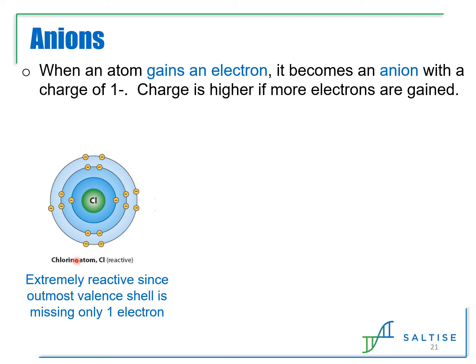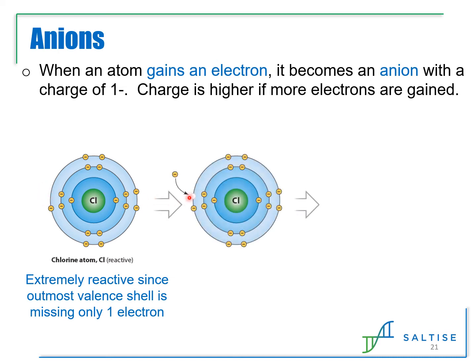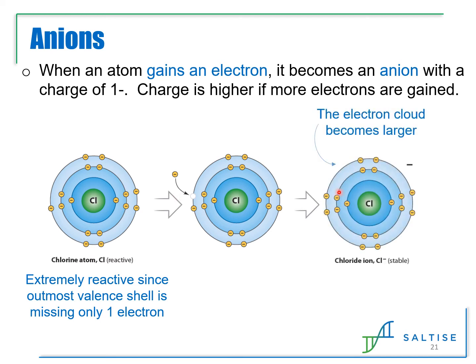The valence shell has 7 electrons, with room for 1 more electron in order to fill the orbital. In this case, the chlorine atom will want to gain 1 more electron from another atom. When this happens, the chlorine ion will have 17 protons and 18 electrons, with the valence shell full with 8 electrons. This way, the ion will be stable and happy. With the extra electron, the electron cloud will become larger.